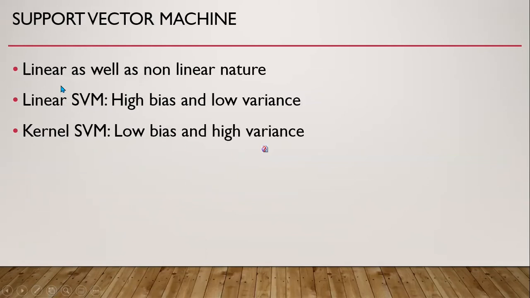Support vector machines may have linear as well as non-linear nature. The linear SVM has high bias and low variance, whereas the kernel SVM or non-linear SVM has low bias and high variance.